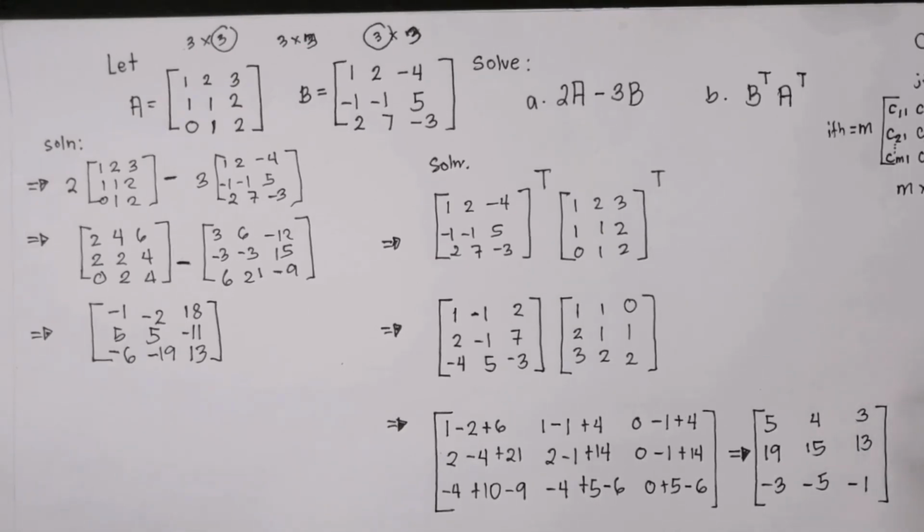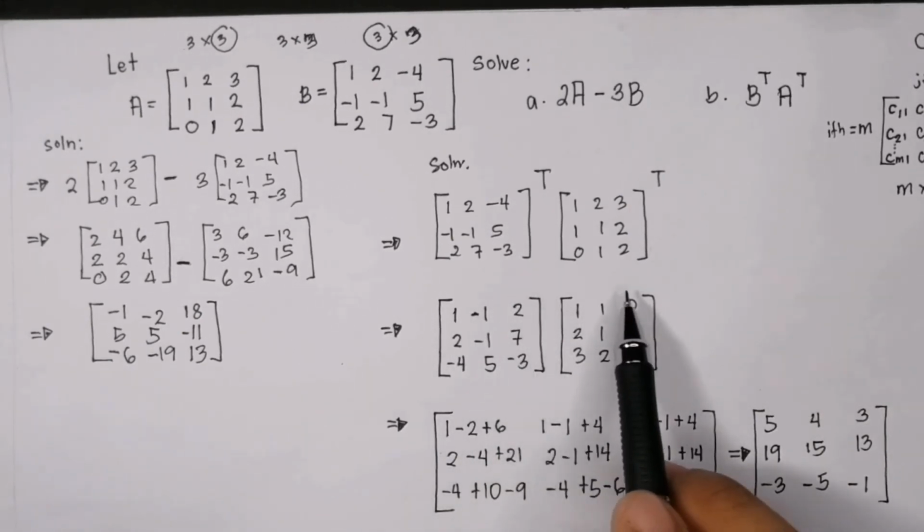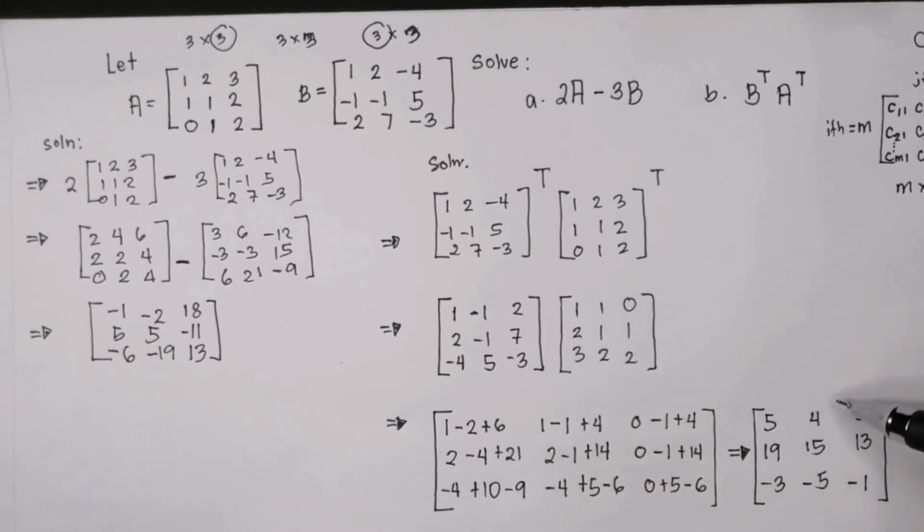So this is how we solve problems involving matrices. So observe that we multiply a 3 by 3 matrix by a 3 by 3 matrix. We have also resulted as 3 by 3 matrix.